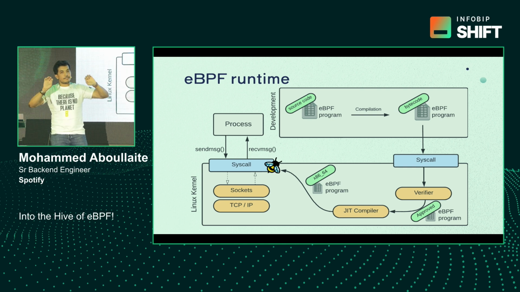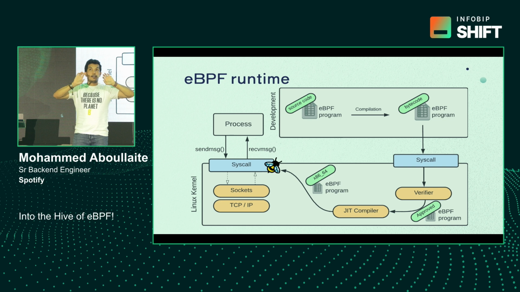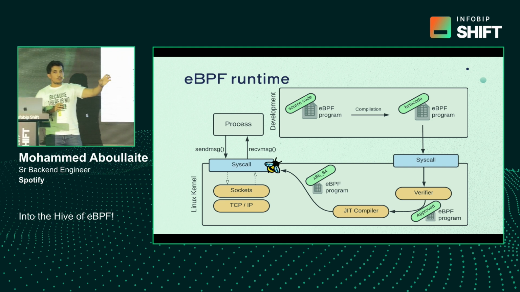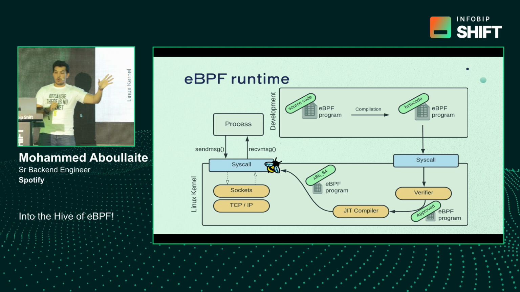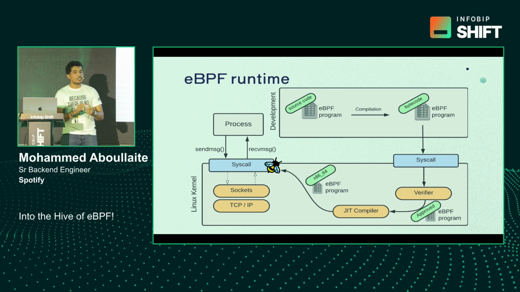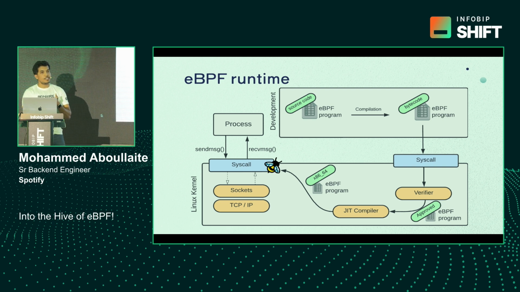eBPF programs have two components. The first one is user space code, and the second one is the kernel code. We're going to focus in this diagram on the kernel code. So you write your eBPF program in whatever language you want in the user space. However, in the kernel space, you are limited to C and Rust. Why is that? Because the kernel only supports those two languages. You will end up generally with C.